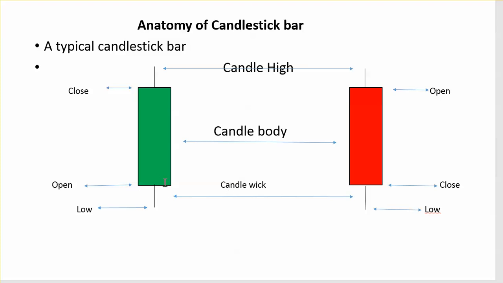And this range here from the top to the bottom is the distance that price moved during this time frame period. The thick colored bit is called the body of the candle. So we've got here the candle body, and the bit that's not the body is called the candle wick. Right, so that's a typical candlestick bar.